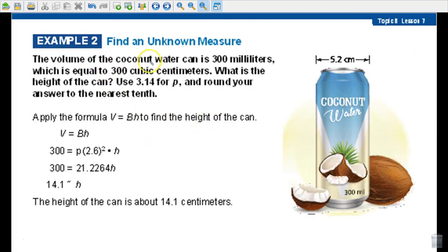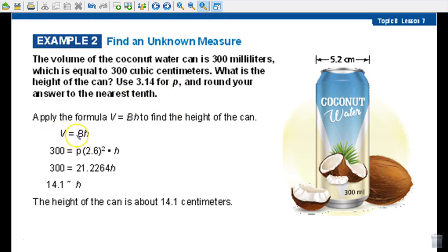Example 2. Find an unknown measure. The volume of the coconut water can is 300 milliliters, which is equal to 300 cubic centimeters. What is the height of the can? Use 3.14 for pi and round your answer to the nearest tenth.